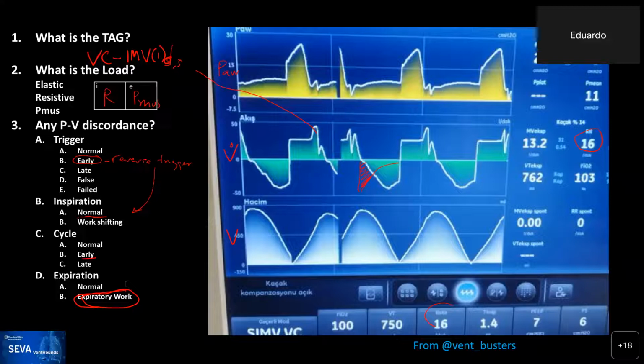So now you know this is volume control. The rate is set at 16. If you came to this patient, what would be your first action?